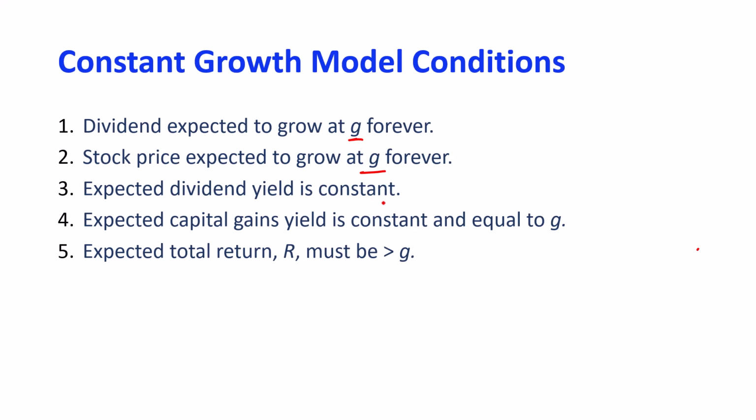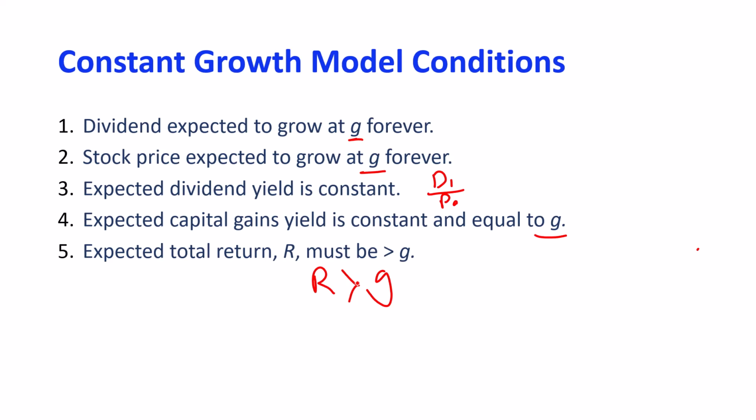I'm going to talk about the dividend yield. It's basically D1 over P0. And the expected capital yield is also constant and equal to growth rate. And your rate should always be greater than your growth rate. Your rate of return should be greater than your growth rate.